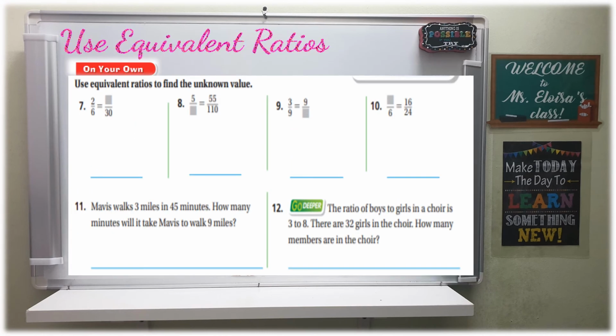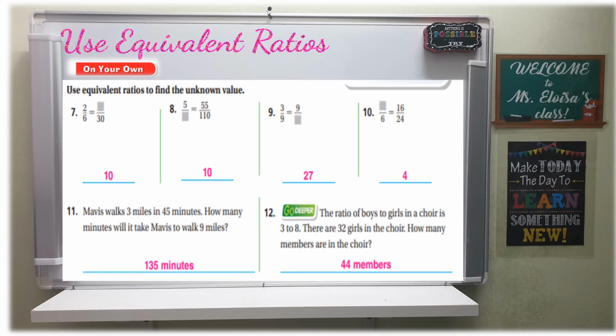For your classwork, do on your own numbers 7 to 12. Here are the correct answers. The missing value for number 7 is 10. Number 8 is 10. Number 9 is 27. Number 10 is 4. Number 11 is 135 minutes. And number 12 is 44 members. Did you get all of them correctly? Very good.